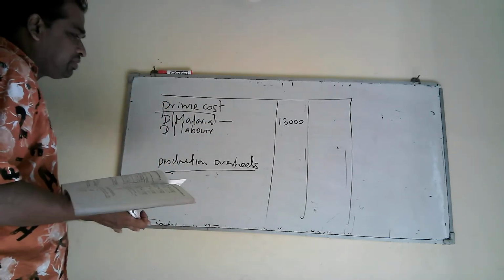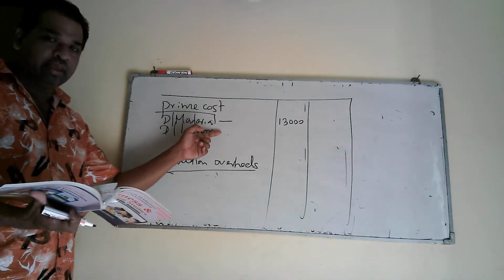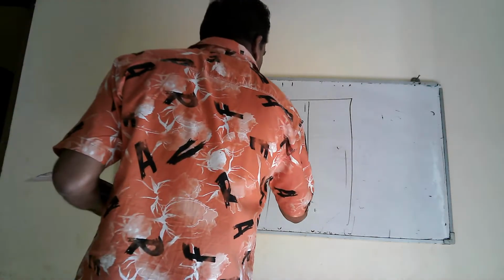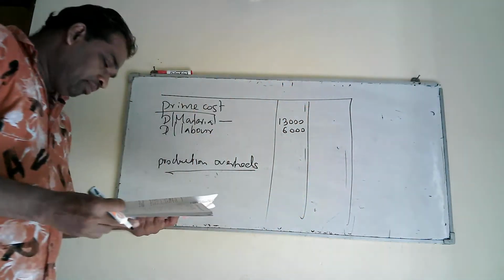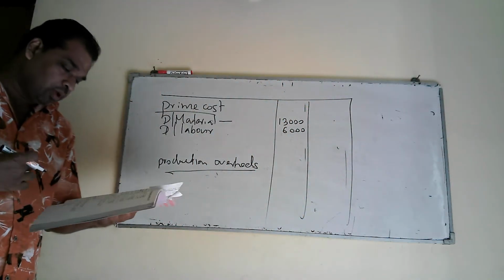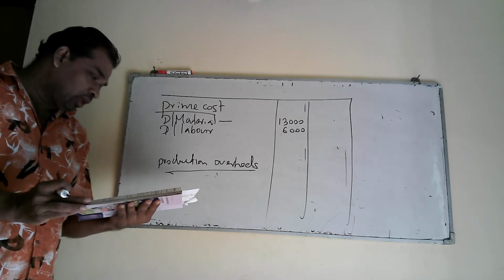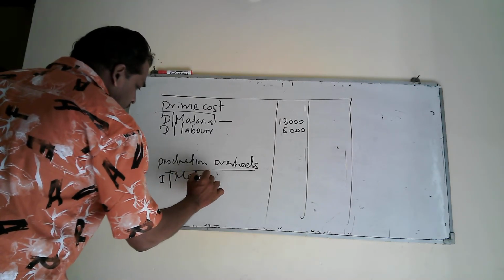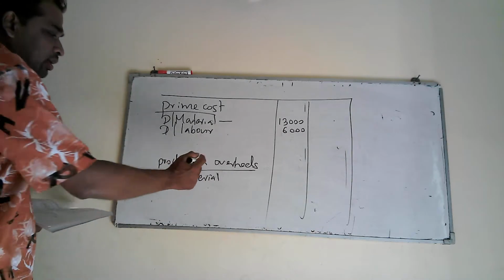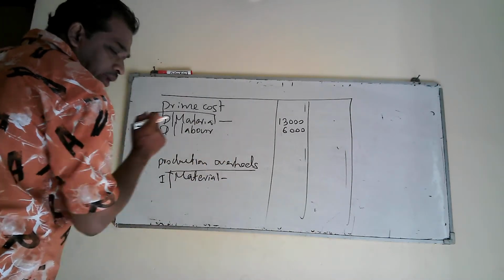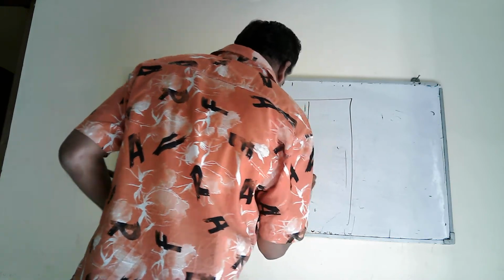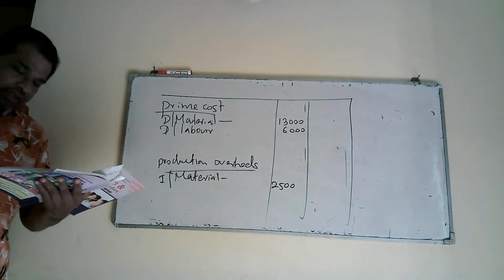Then wages of maker of flower vases, that is direct labor. I will just mention direct labor, but at the exam you write in front of that term wages of maker of flower vases, that is 6,000. Right. Next item, painting cost of flower vases. That is also actually indirect material. At the exam you write the name of the indirect material in front of the term, that is 2,500. Then next item, electricity charges 3,000.